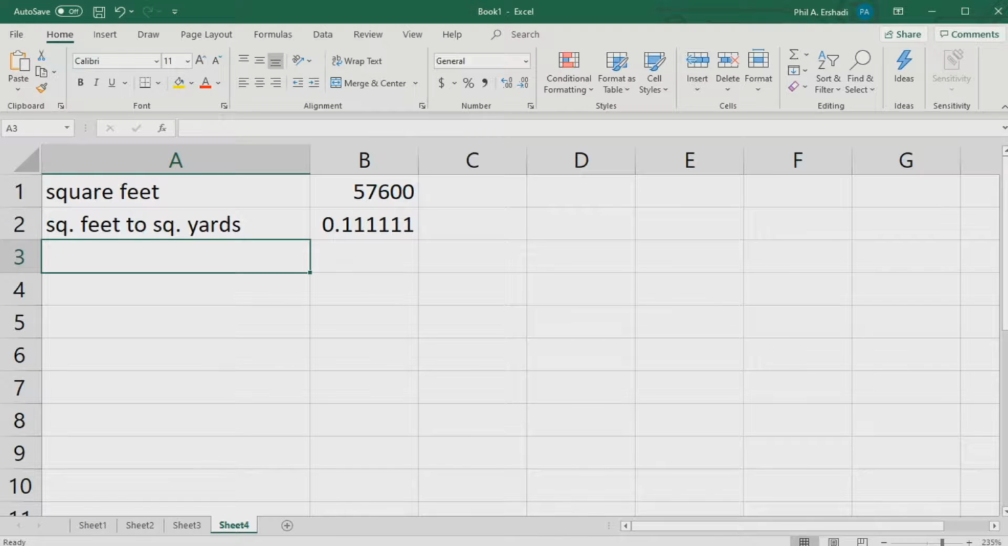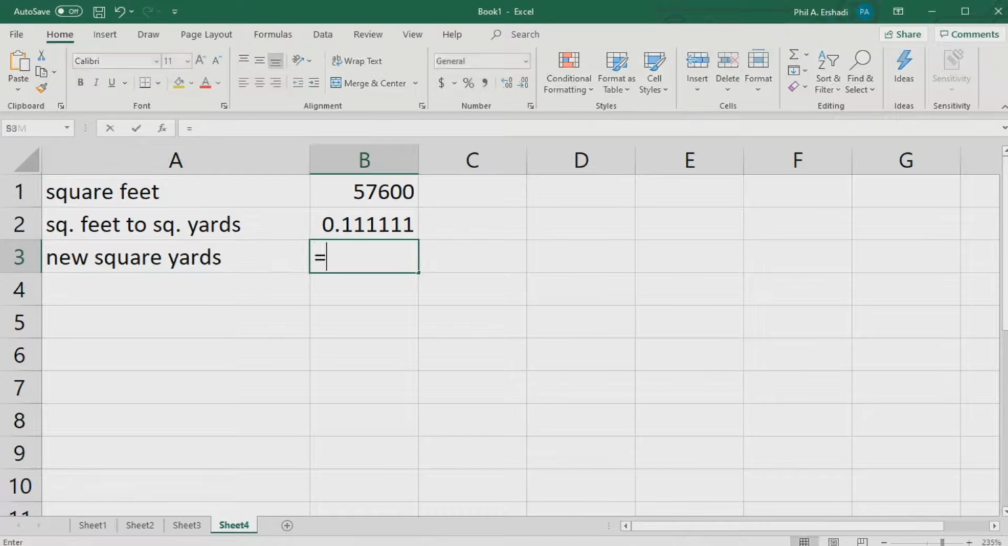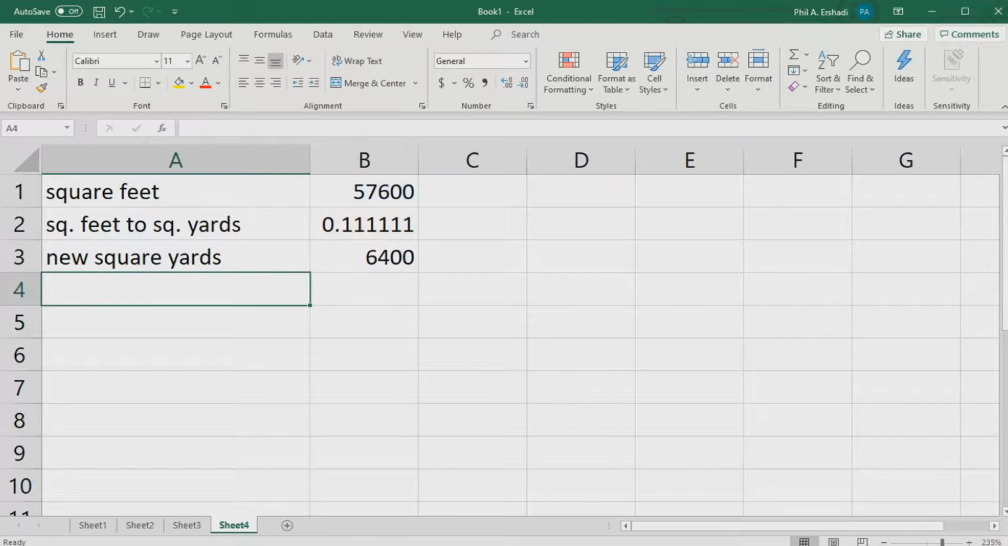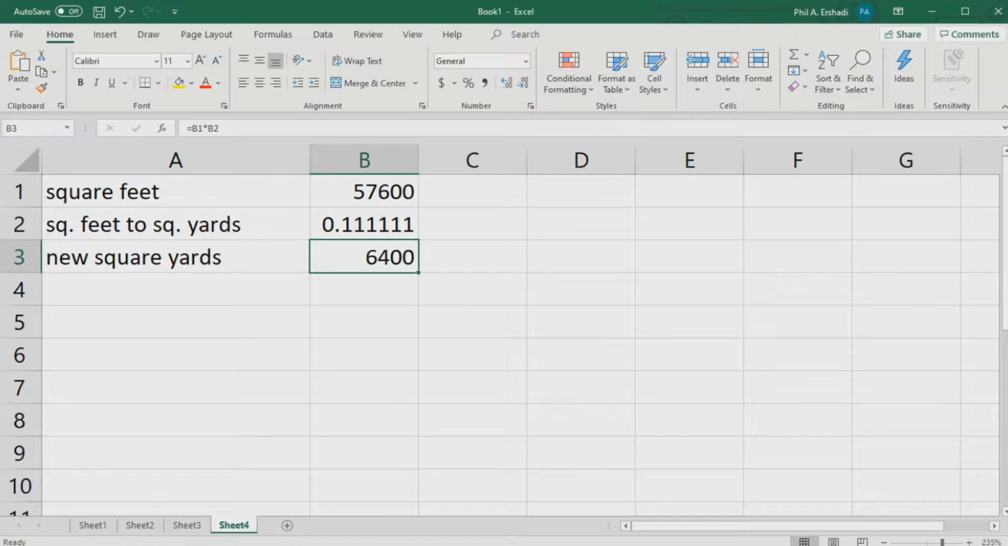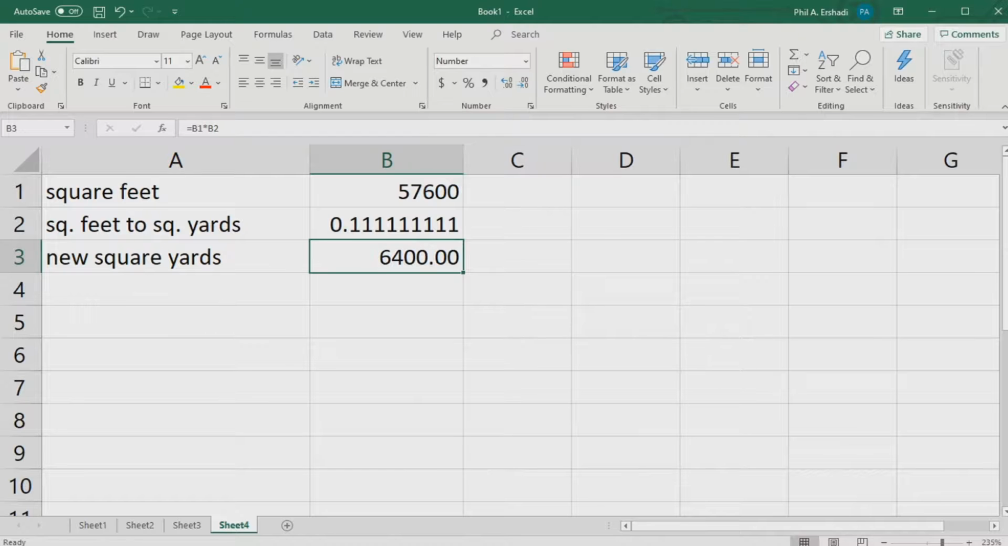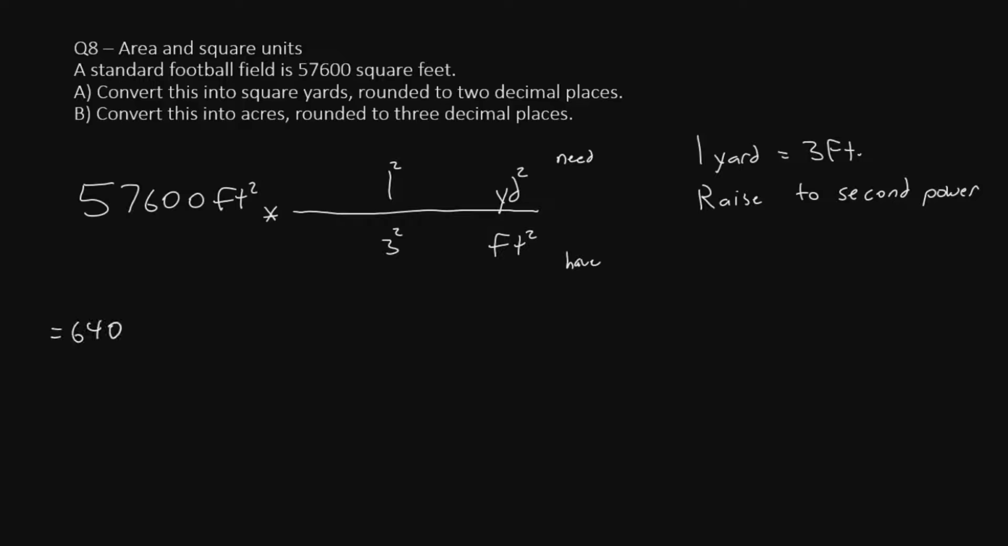Now, our new square yards will be those two numbers multiplied by each other. We'll say equals B1, shift 8 to multiply, and click B2. Our new square yards are 6,400. We can click back on our answer and increase the number of decimal places if we want to add them. We get 6,400.00 square yards. We write square yards as yards with a second power on it.